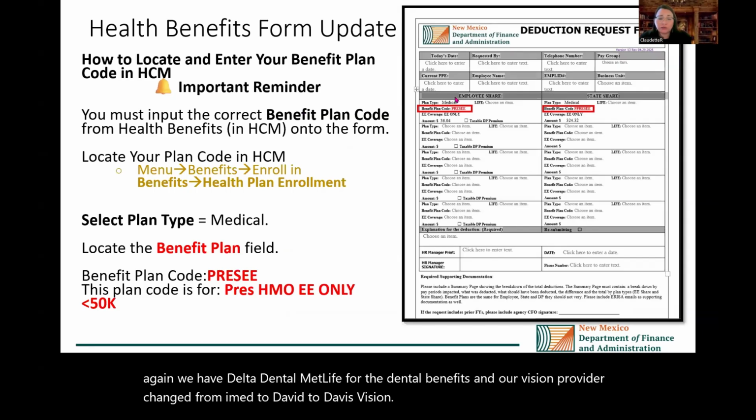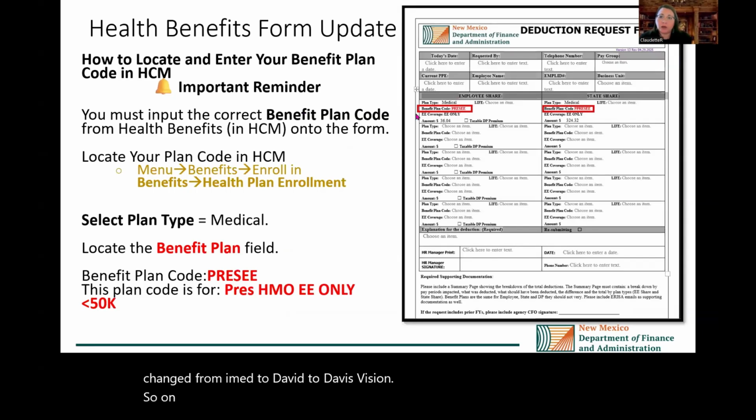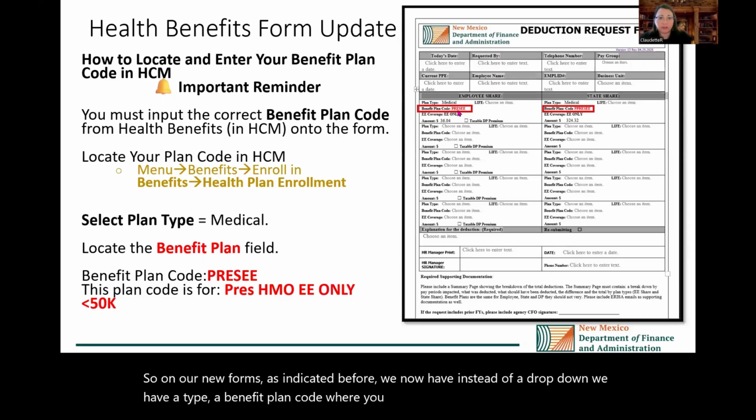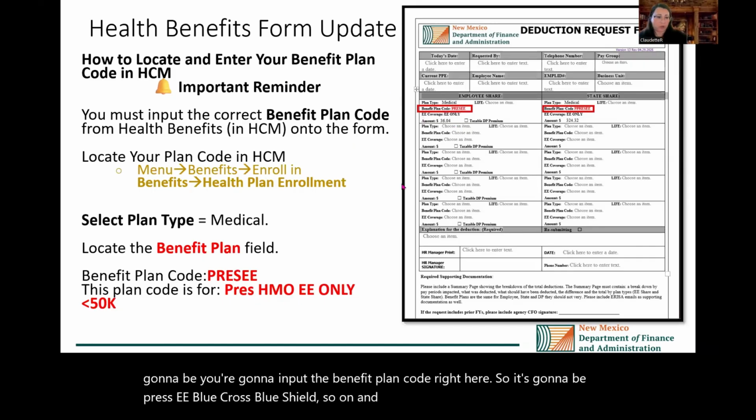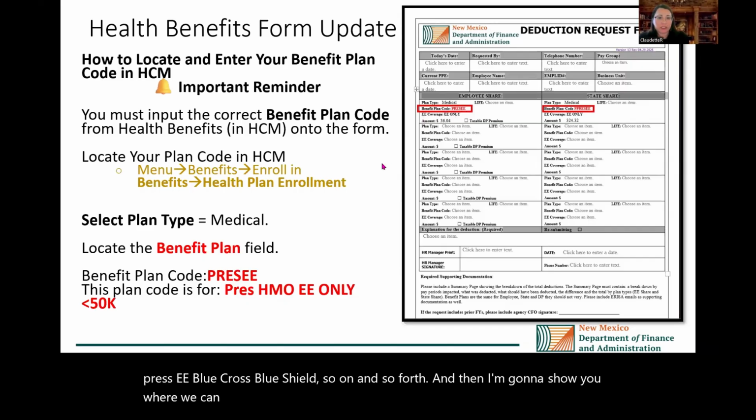So on our new forms, as indicated before, instead of a drop down, we have a benefit plan code where you can type in your information. So you're going to input the benefit plan code right here. So it's going to be Press EE, Blue Cross Blue Shield, so on and so forth. And then I'm going to show you where we can locate the information within HCM.